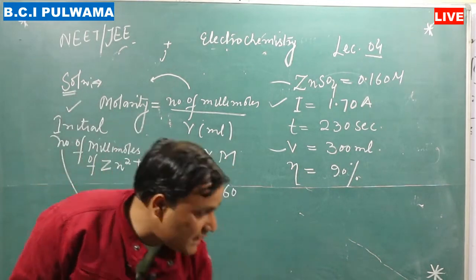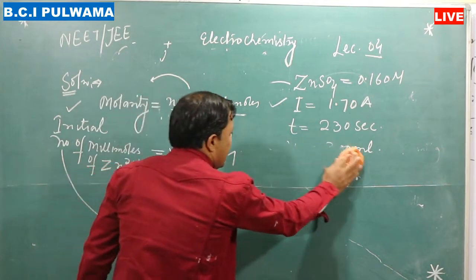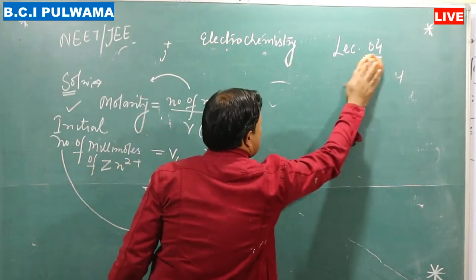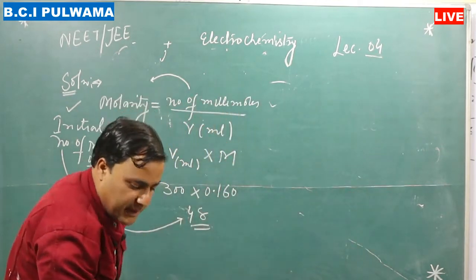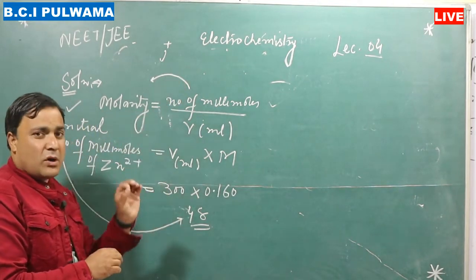During electrolysis, Zn2+ ions will be deposited on the cathode.